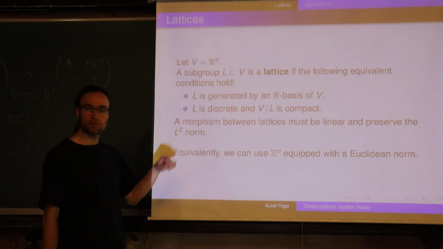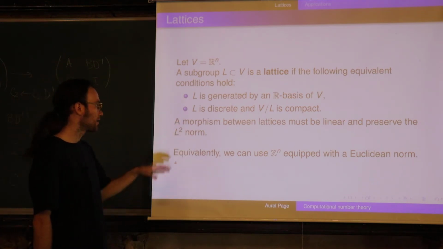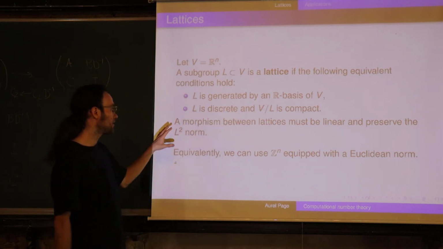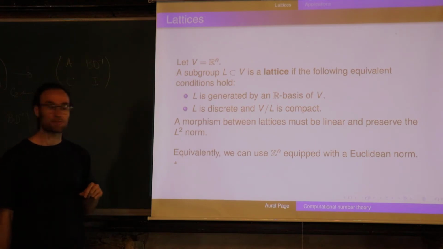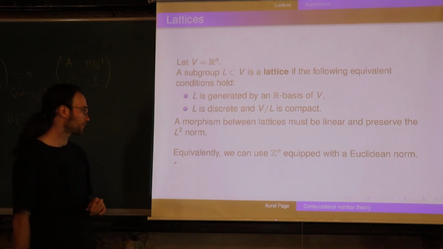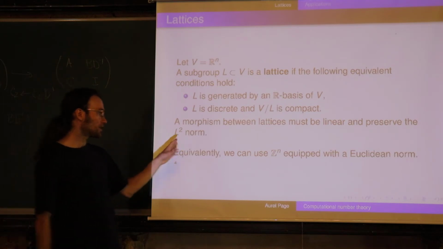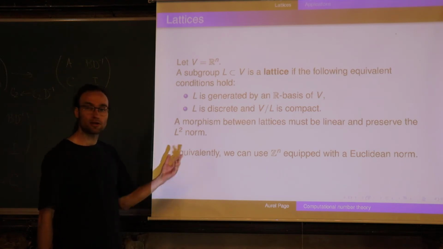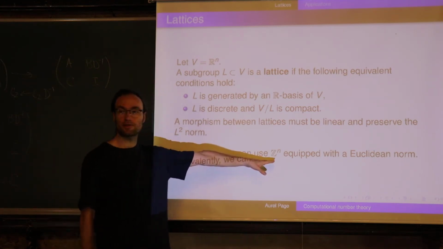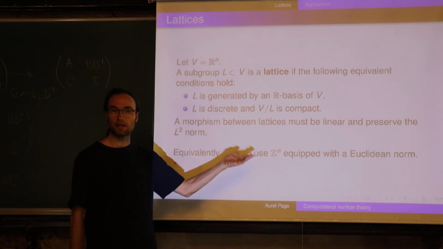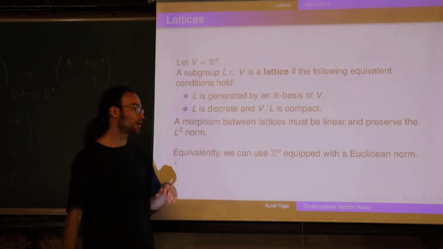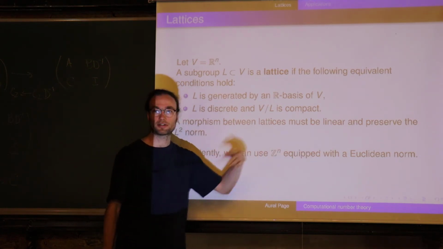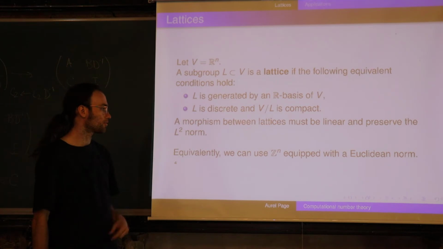And when I talk about morphisms between lattices, I mean maps that are linear from one lattice to the other and that preserve the Euclidean norm, okay, that preserve these distances between the elements. Another way to see lattices, instead of seeing them as being contained in a vector space, it's essentially equivalent to think of just Z^n, but equip that with the Euclidean norm. Because you can always find an orthonormal basis for a vector space with a Euclidean norm, these two points of view are equivalent.